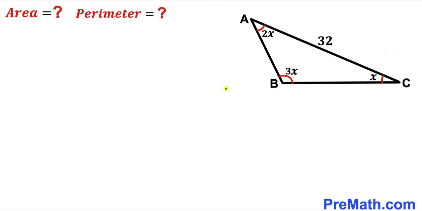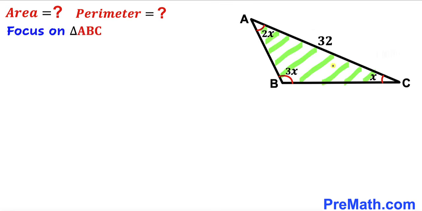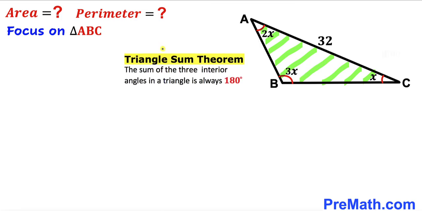Let's go ahead and get started. And here's our very first step. Let's focus on this triangle ABC. Let's recall the triangle sum theorem. According to this theorem, the sum of three interior angles in a triangle is always 180 degrees. In triangle ABC, these are our interior angles, and all of them must be equal to 180 degrees. So let me go ahead and write it down.